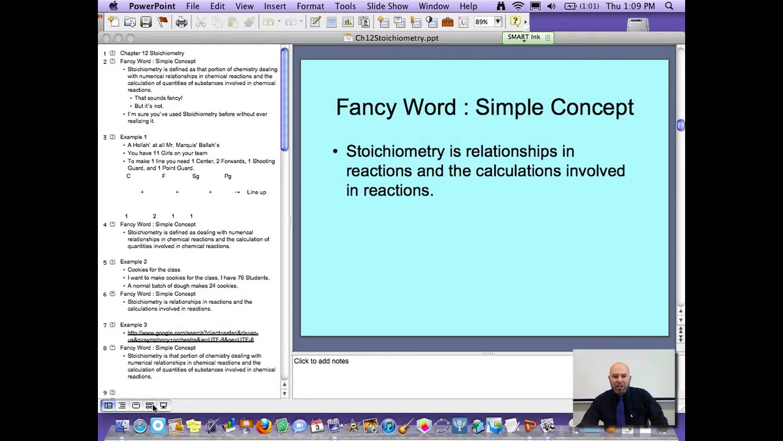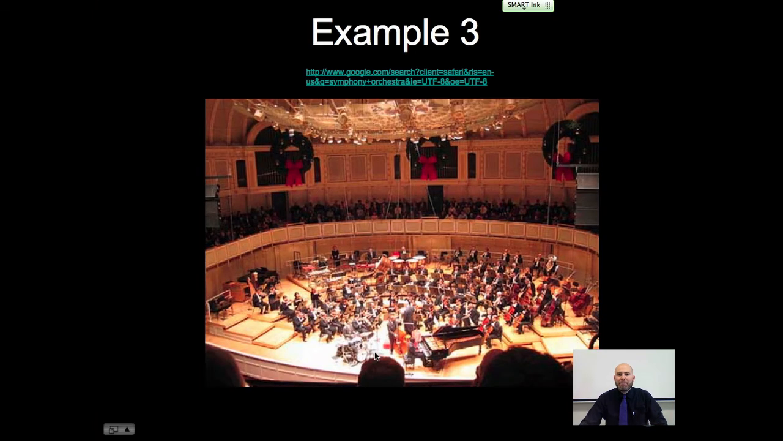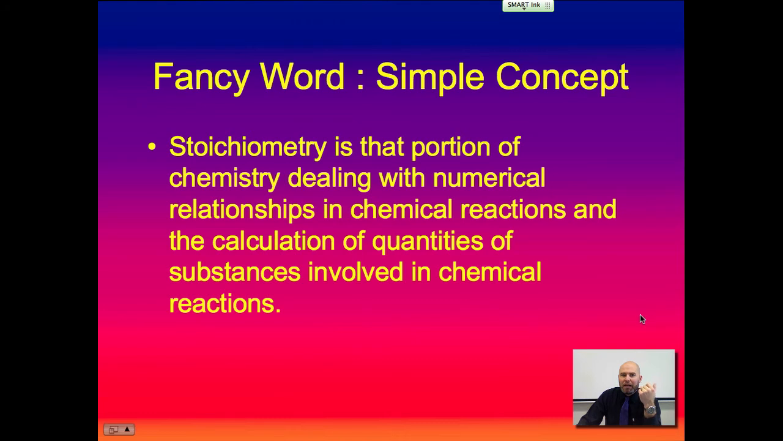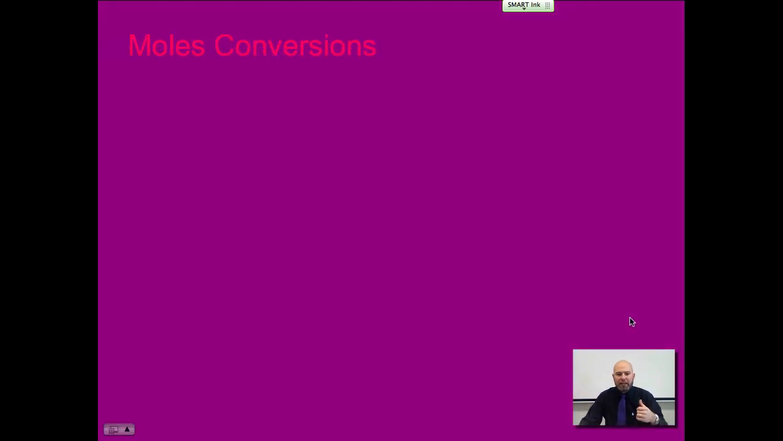Lastly, I don't want to spend a lot of time on another example, but an orchestra, a symphonic orchestra, obviously the amounts of the pianists and the violinists and the percussion and cello and so on, all stoichiometry. Simple concept, portion of chemistry dealing with numerical relationships in chemical reactions and the calculation of quantities of substances involved in chemical reactions. So I guess we're going to leave it right there as I move on to the next slide, next video.